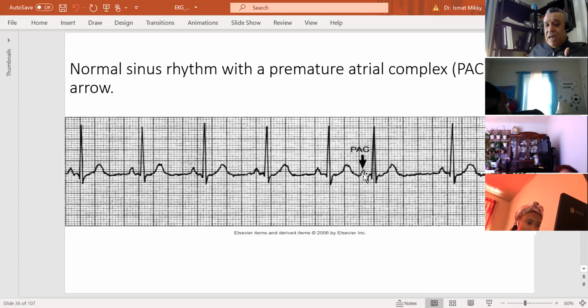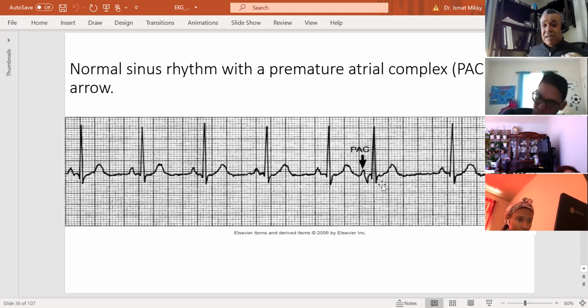That's why you have an abnormal, distorted P wave that came prematurely. The R wave came prematurely, but there is nothing wrong with the QRS, because the ventricles reacted normally to the ectopic foci, knowing that this came from the ectopic foci and not from the SA node. So that's why you would have a normal QRS. So this is a PAC.